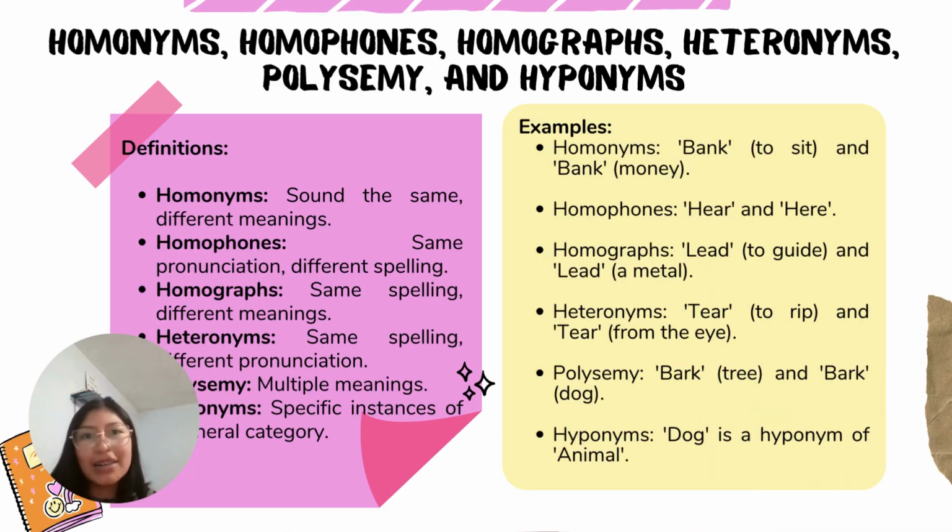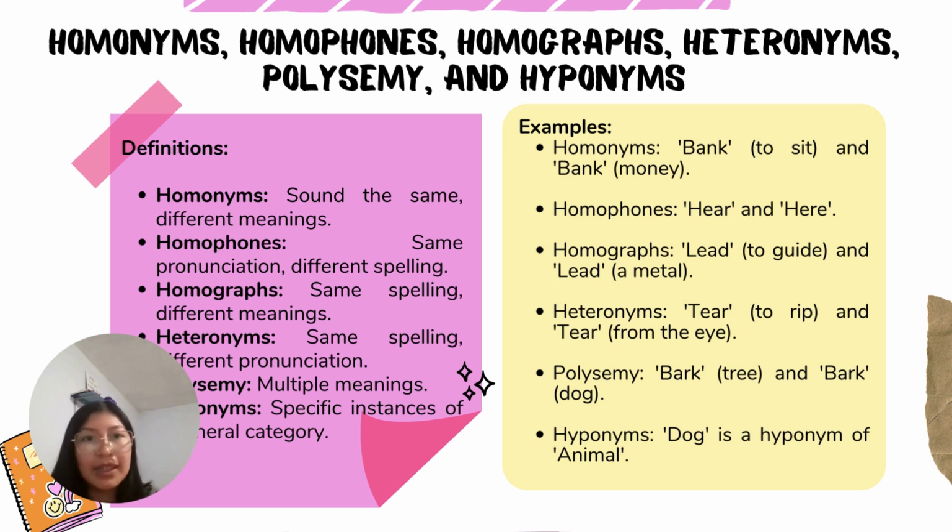Homonyms are words that sound the same but have different meanings. For example, like "bank," to sit at the bank and to bank the money. Homophones sound the same but are spelled differently. For example, like "here" and "hear." Homographs are spelled the same but have different meanings. For example, like "lead" to guide and "lead" the metal.